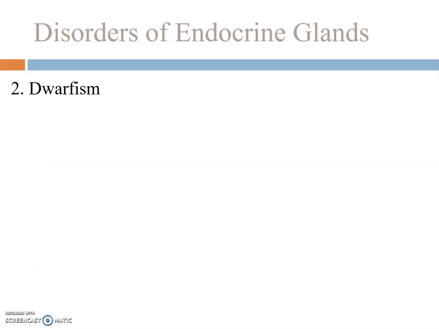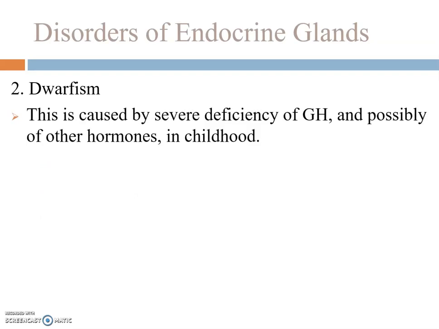Second disorder is dwarfism. It is caused due to deficiency of growth hormone. Also, it results possibly because of other hormones in childhood.